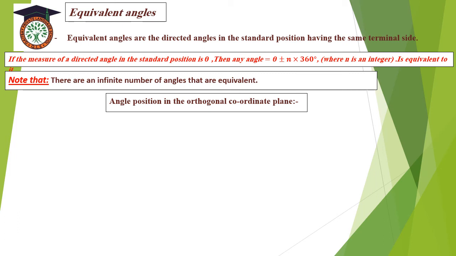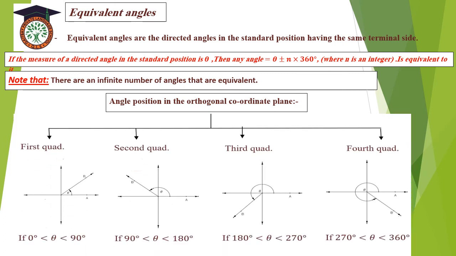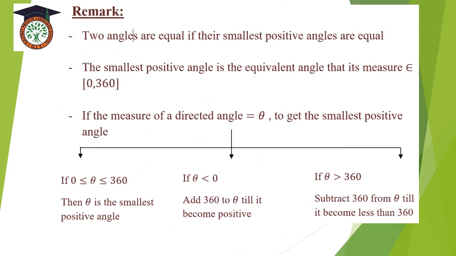Angle position in the orthogonal coordinates plane. First quadrant, if theta is between 0 and 90. Second quadrant, if theta is between 90 and 180. Third quadrant, theta between 180 and 270. Fourth quadrant, if theta is between 270 and 360.